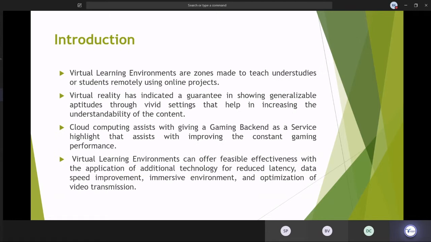Virtual learning environments can be defined as the zones that are made to teach students remotely using various online projects or platforms. A virtual learning environment is simply a set of teaching and learning tools. It is designed to enhance a student's learning experience through the usage of various computers and the internet in the learning process.